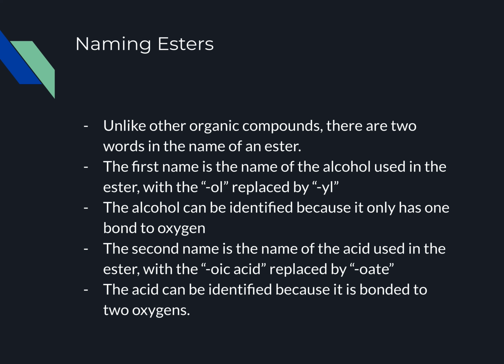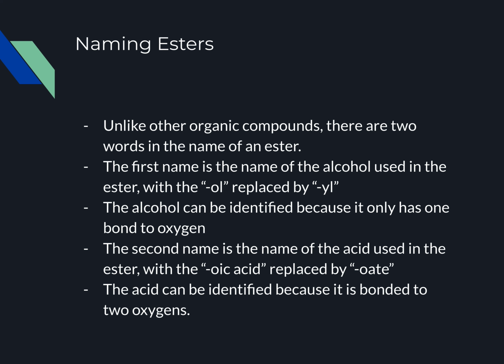That alcohol is going to change the end of its name from OL to YL. It's going to look very similar to as if it were a branch. But importantly, unlike a branch, this actually gets to be its own word. There's going to be a space between the YL and the next part of the name. The second part of the name is always named from the acid, and we change the OIC acid to OATE.